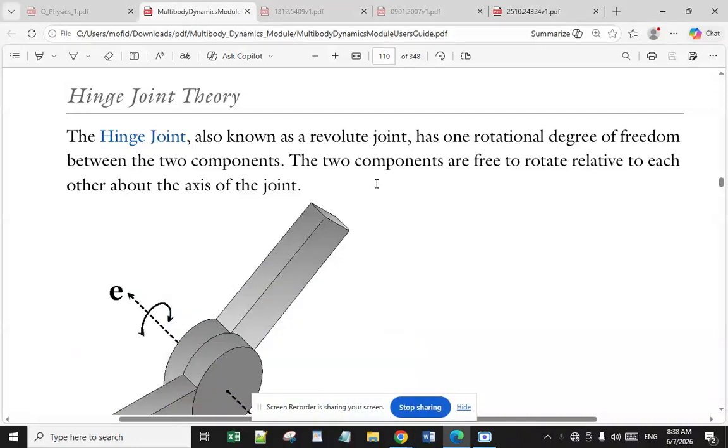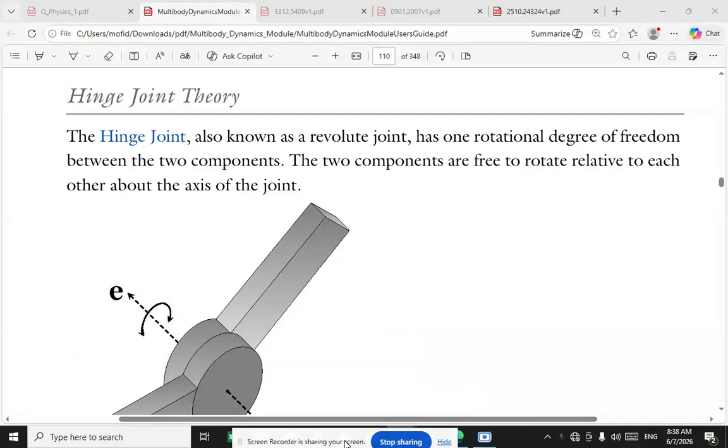In the name of Almighty God, I'm Mahsa Sankoshi, and today I want to talk about the multibody dynamics module in COMSOL Multiphysics simulation software. Today I want to go through hinge joint theory.